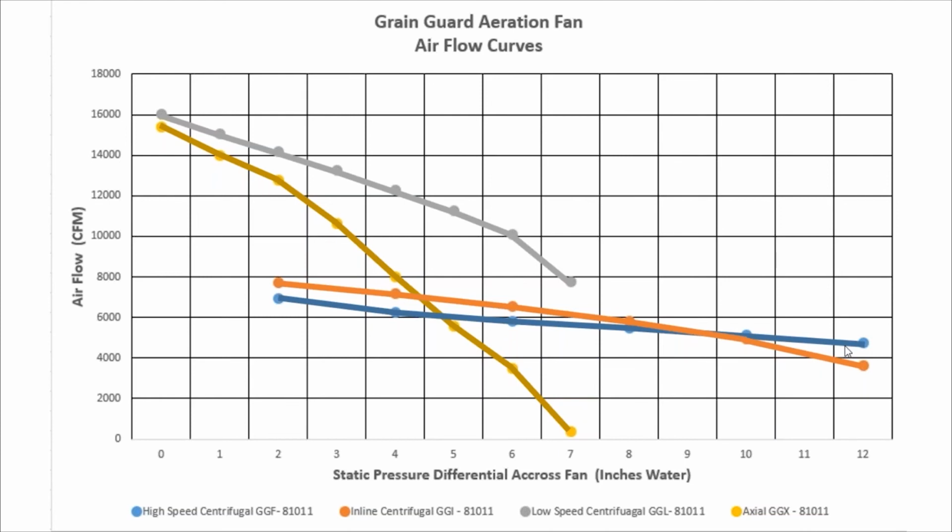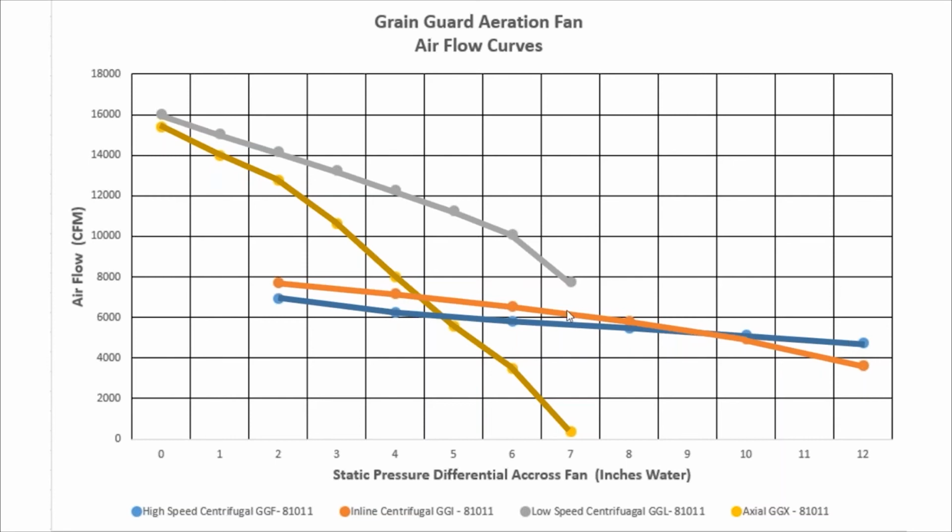And that's a big reason why I think salespeople have in the past really pushed the high-speed centrifugal fan, and it really has become the standard or most popular fan in many instances on farms. The reason for that is that it moves the most air against the highest static. So if you are filling your bins and you want to get as much airflow as possible, the high-speed centrifugal fan is your best option.